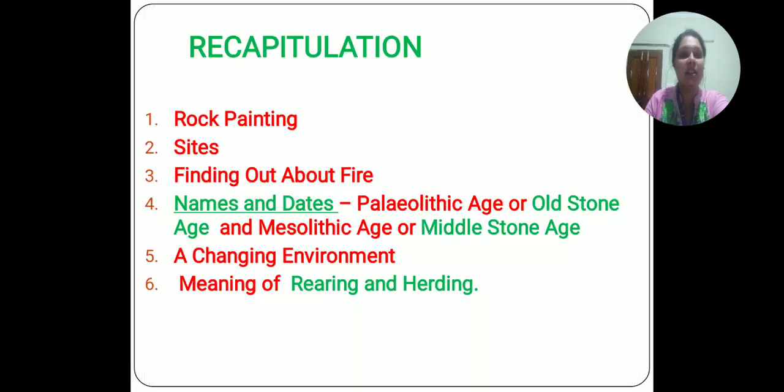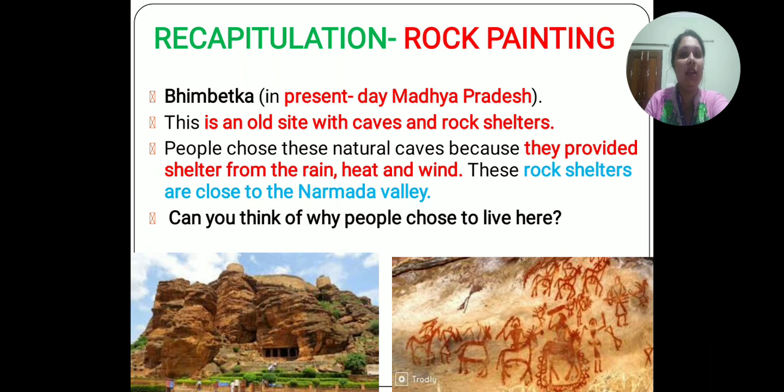In earlier classes, we have discussed rock painting, water sites, and finding out about fire, how the early people found out about fire and how the archaeologists found that the people knew about fire. We discussed important names and dates like the Paleolithic Age or Old Stone Age and the Mesolithic Age or Middle Stone Age. We also discussed the changing environment and the meaning of rearing and herding. Now we will do a quick recapitulation of rock painting.